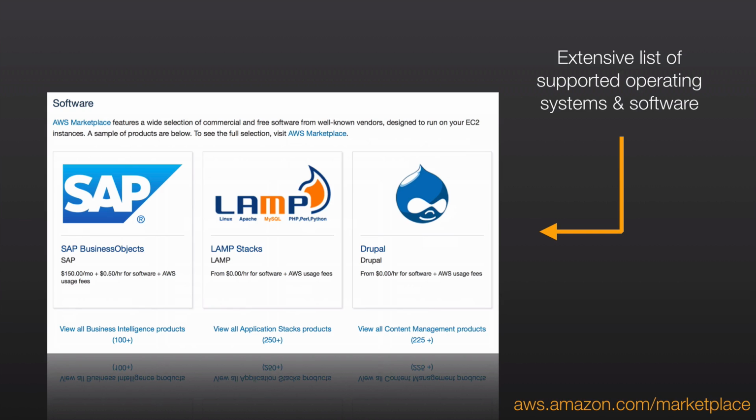Marketplace. It may be possible for you to license your commercial software by the hour in the same way that you pay for your EC2 resources. If you're not familiar with it, it's well worth learning a bit about.